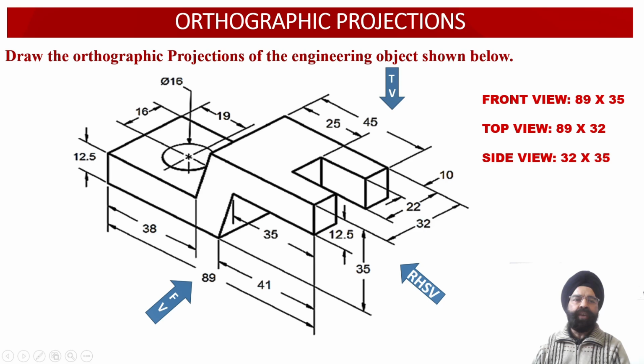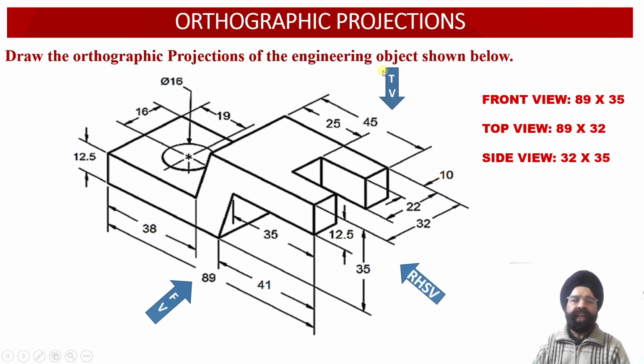In order to evaluate the orthographic projections of the solid, we need to determine the dimensions of the front view face, the top view face and the right hand side view face corresponding to the solid. As we look at the solid from the front view orientation, we observe that the width of the solid is equal to 89 millimeter, while the height of the solid is equal to 35 millimeter. So the dimensions of the front view face will be 89 millimeter by 35 millimeter.